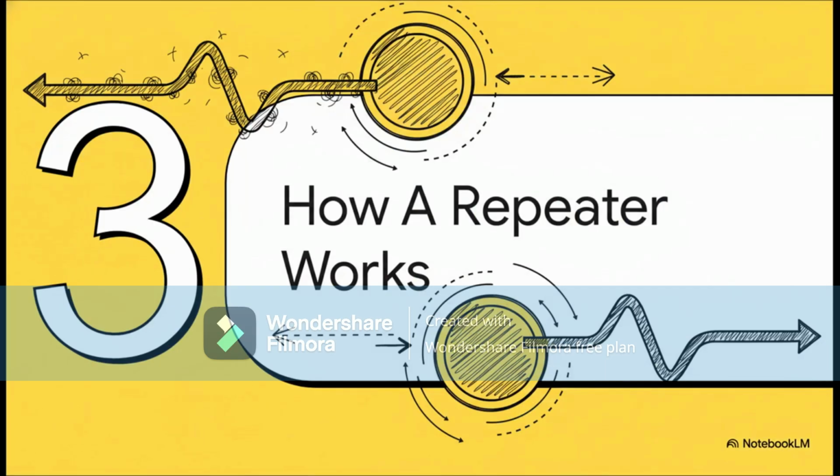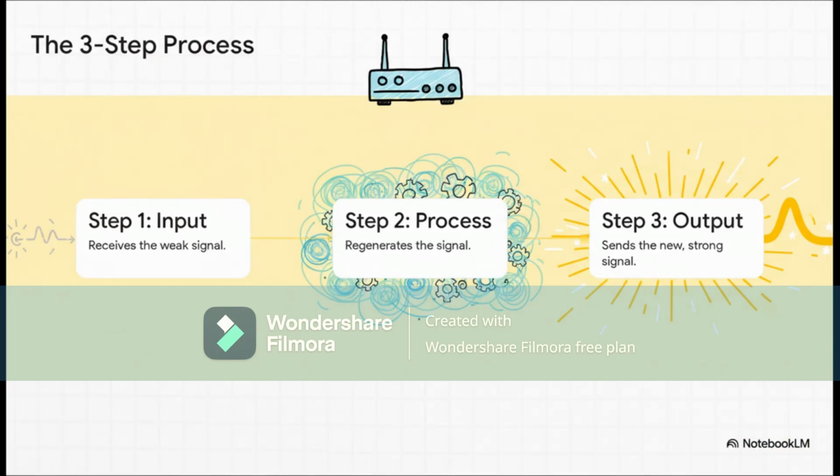So we know what a repeater is, but how does it actually perform this magic trick of bringing a weak signal back to life? Let's break down the process step by step. It's actually a really simple 3-step process. First, it catches the weak signal. Second, it does its main job, that regeneration we just talked about. And third, it sends the brand new, powerful signal on its way. Let's take a closer look at each of these steps.